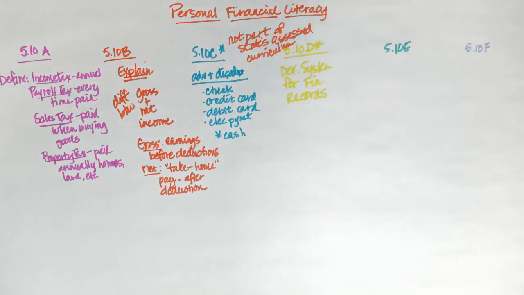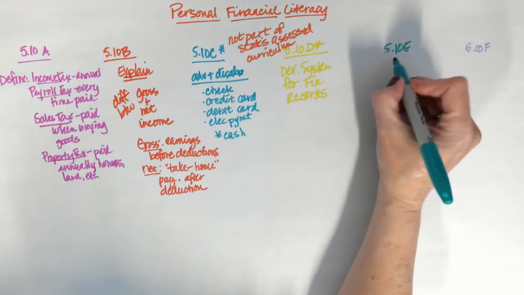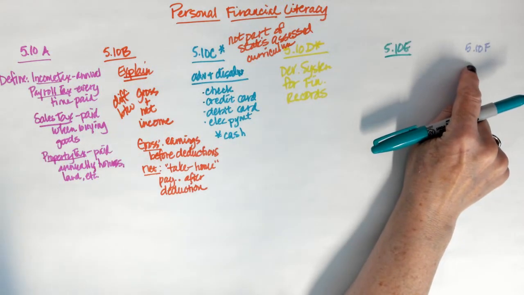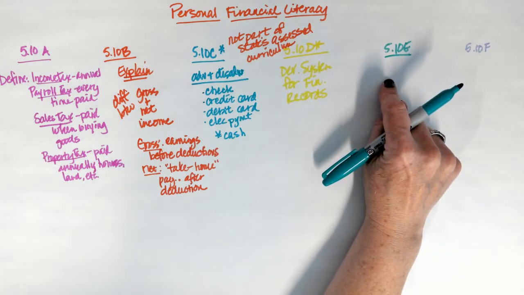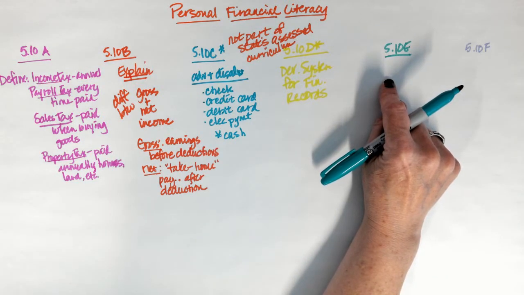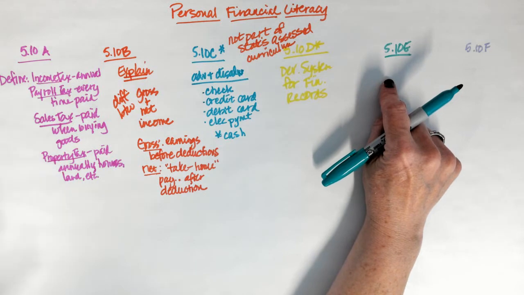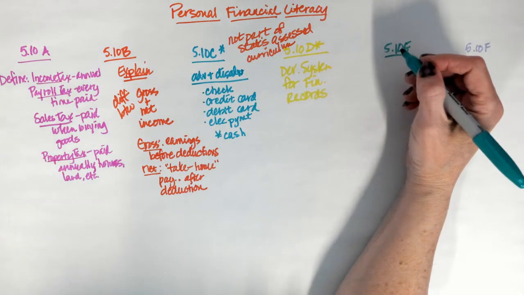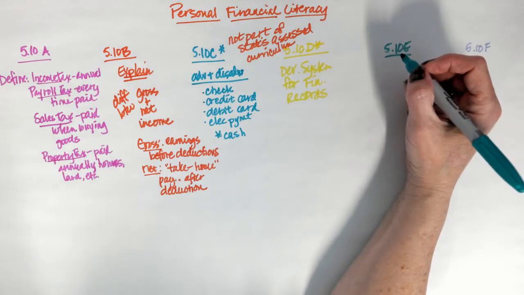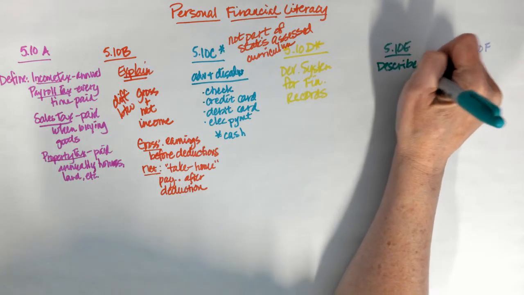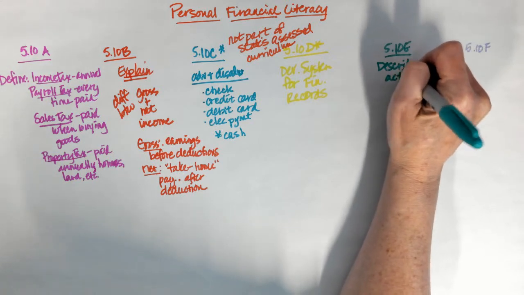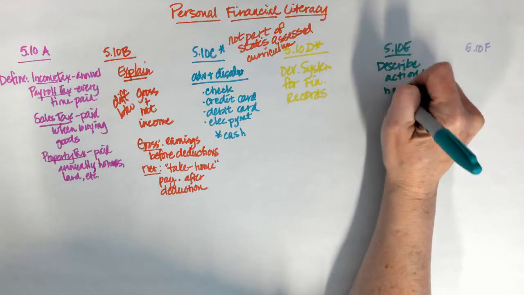Now, 510E is one that we have talked about in our prior unit, the same one that we talked about with 510F. So 510E is when students have to explain what they would do when their budget is not balanced. So when expenses exceed income, what are choices they have to make. So this is simply describing actions needed when a budget doesn't balance.